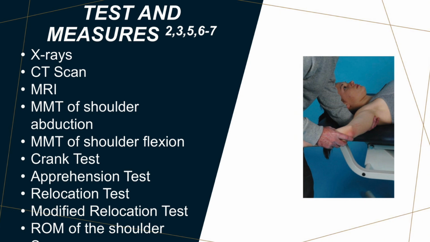Now, the crank, apprehension, relocation, and modified relocation tests are all performed supine. For the crank test, the patient's arm is elevated 160 degrees in scaption and positioned in maximal internal or external rotation. The clinician will apply resistance along the humerus. A positive test is indicated by the reproduction of a painful click in the shoulder.